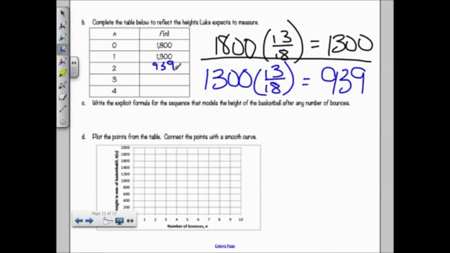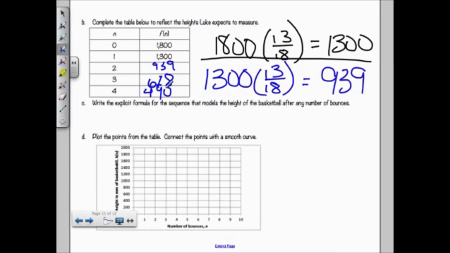Then you would do the same thing for the third bounce. You would take 939 and multiply that by 13 over 18, and you would keep going. Go ahead and fill in the rest of the chart, press pause, and then come back to me to see how you did. All right, so these are the values that you should get. You should get 678, and then you should also get 490. Those are all measured in millimeters.